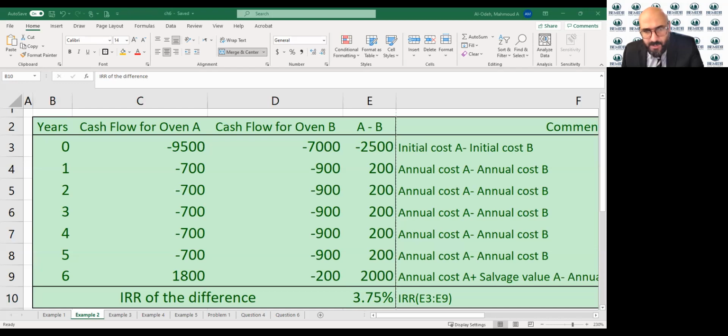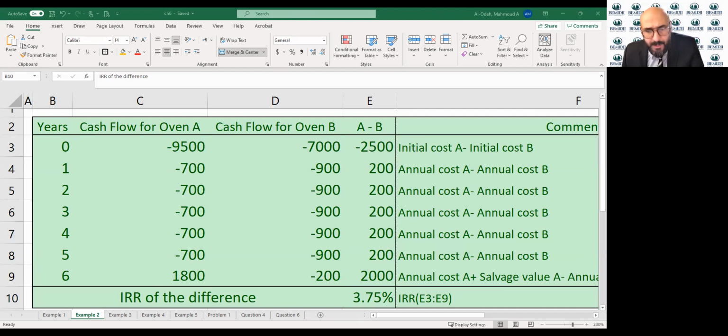Step number 1, sort the alternatives. We have only 2 alternatives, from low to high. Then number 2, select the 2 alternatives. Now 3, build the cash flow. We did that. Number 4, subtract. I want you to go to step number 4 in an incremental analysis: subtract the cash flow of the lower initial cost from the cash flow of the higher initial cost.